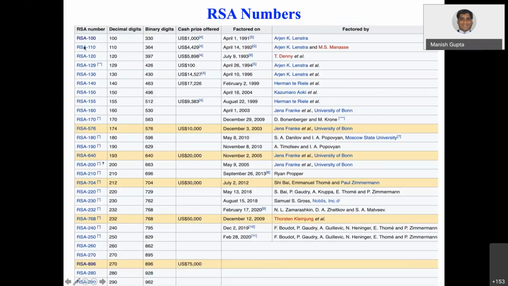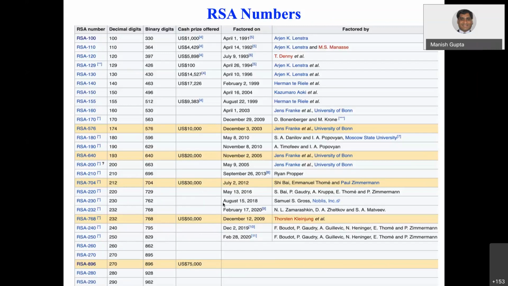You see RSA 100: 100 decimal digits, 303 binary digits, and a $1,000 prize was given if somebody could factor it. And Lenstra factored it in 1991, and he got the prize. These numbers were being broken up till February 28, 2020, when the RSA 250 number was broken. You see the prizes are $10,000, $20,000, $30,000. And some of these factorizations involved parallel computers, 16 computers in parallel, which were used to factor.